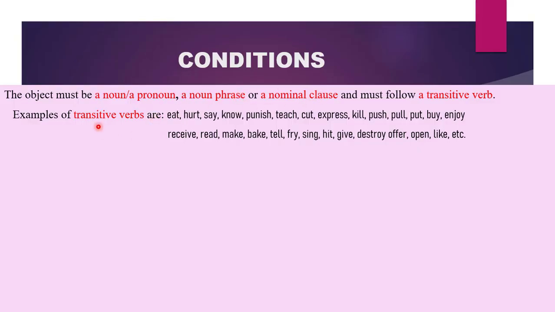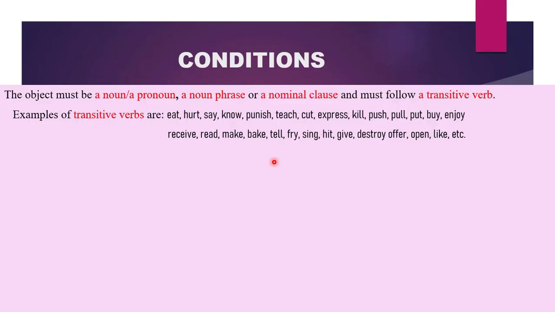Some of these transitive verbs are eat. You will always eat something. Therefore, the thing that you will eat will be your object. Hurt. You will hurt something or someone. Therefore, the thing or the person that comes after hurt becomes your object. Other transitive verbs include say, know, punish, teach, cut, express, kill, push, pull, put, and many others.